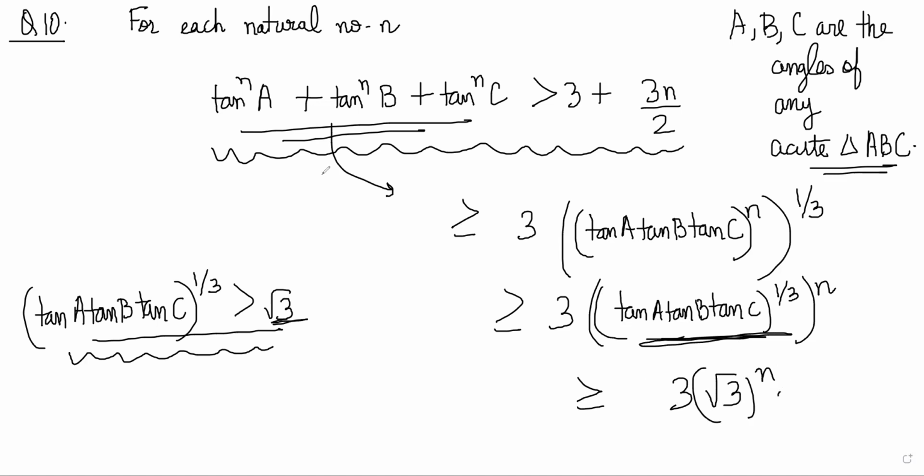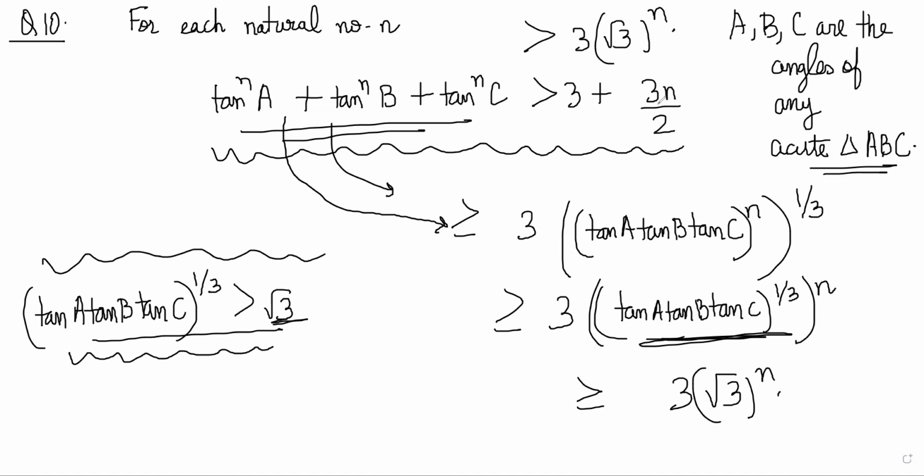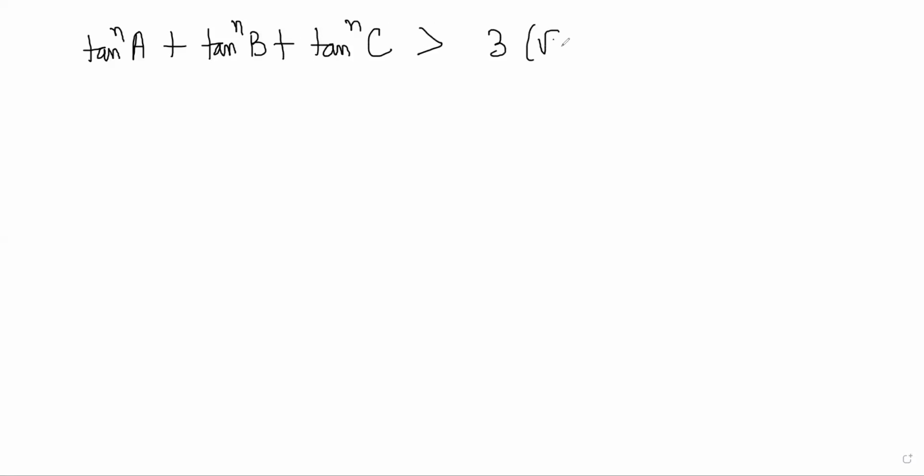I hope you are understanding what we are getting. We are establishing the AM-GM inequality here and using the condition that we have already shown, right? So we are getting that this is greater than or equal to 3 root 3 power n, right? Now we still have to show this. However, that is pretty easy. So we have so far tan power nA plus tan power nB plus tan power nC is greater than 3 root 3 power n. And now we can say that this is greater than, root 3 is 1.732.